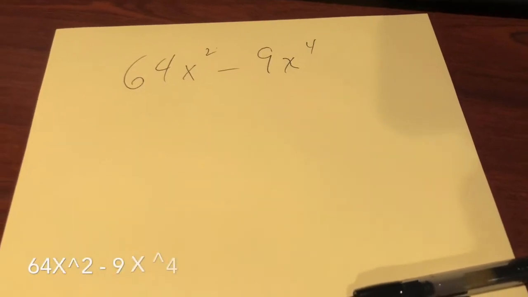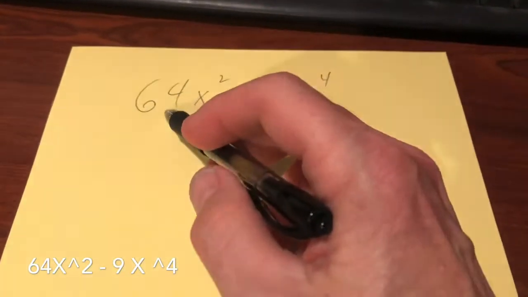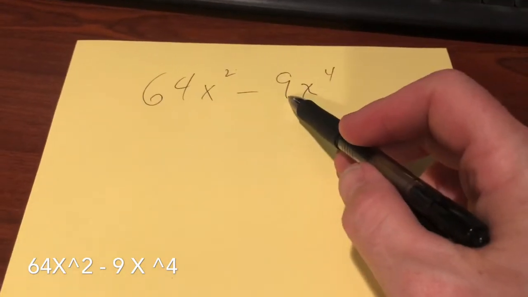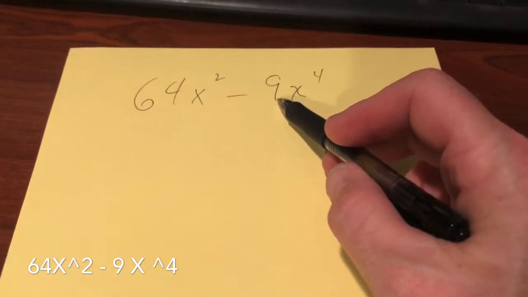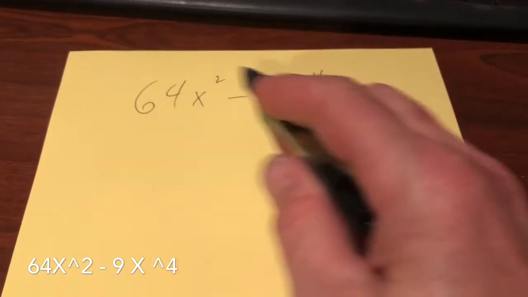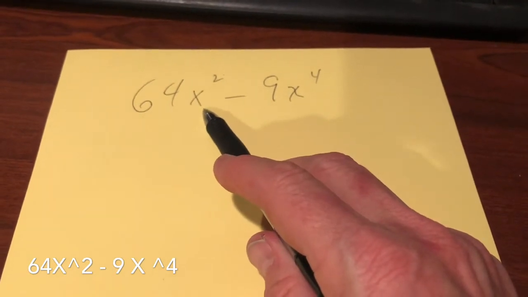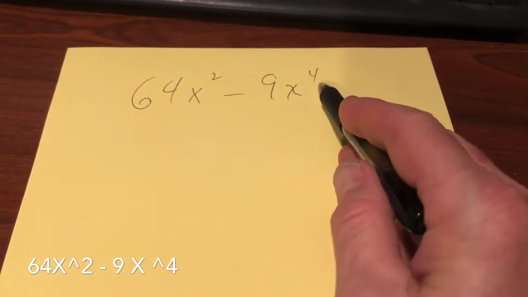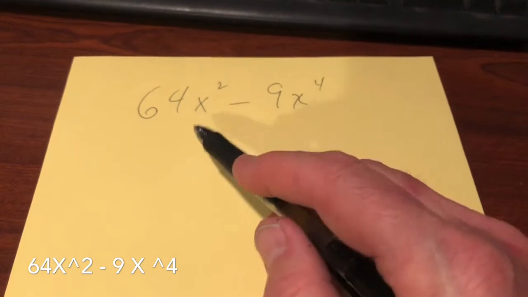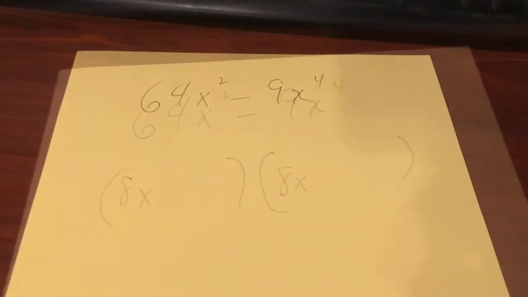So when you view this first example, you can see that both the 64 and the 9, the lead coefficient, are both on your perfect square list. 8 times 8, 3 times 3. Since the variable has an even exponent, we know that that also is a perfect square. X times x, x squared times x squared.